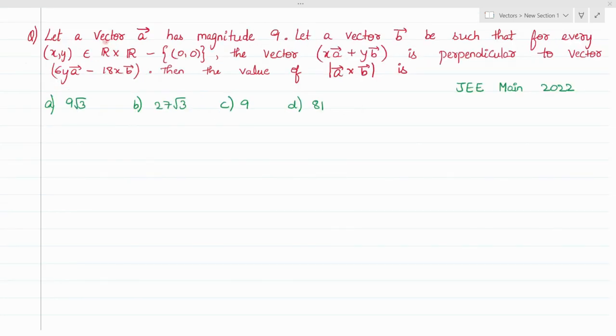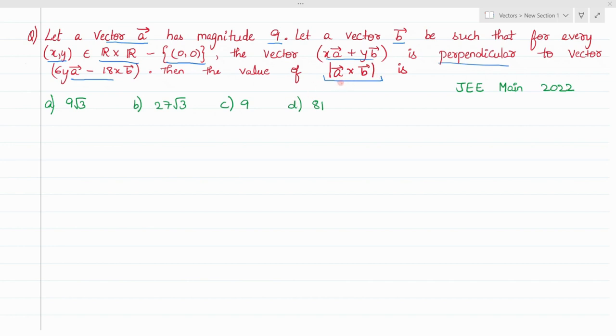In this question, vector A is given and it has a magnitude of 9. Let a vector B be such that for every x, y belonging to the real numbers except 0, 0, the vector xA plus yB is perpendicular to another vector 6yA minus 18xB. Then the value of mod A cross B is.